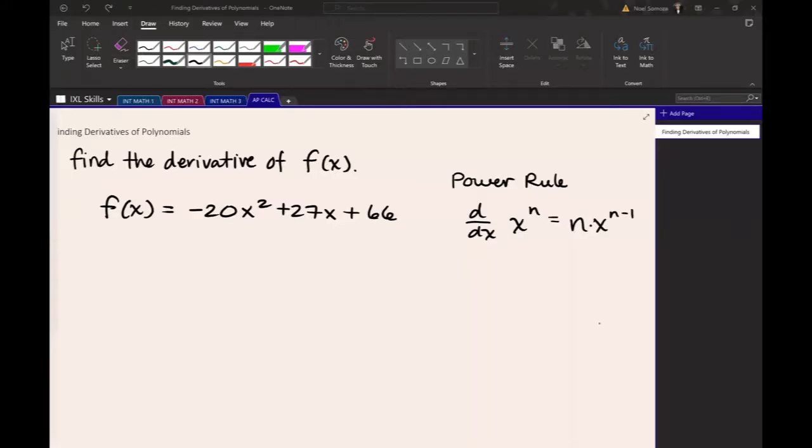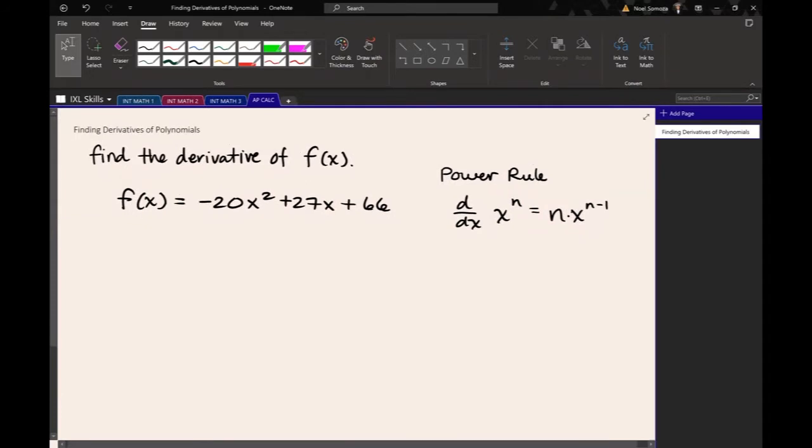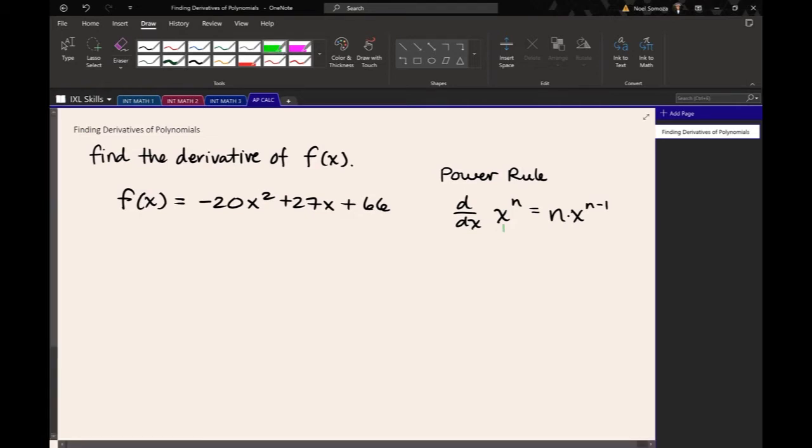Let's take a look at how we can find derivatives of polynomials. If we're given a polynomial, primarily what we need to understand is how to apply the power rule. The power rule is pretty simple. It tells us that if I have a monomial to some power, in this case x to some power n, the derivative would be n times x to the n minus 1 power.